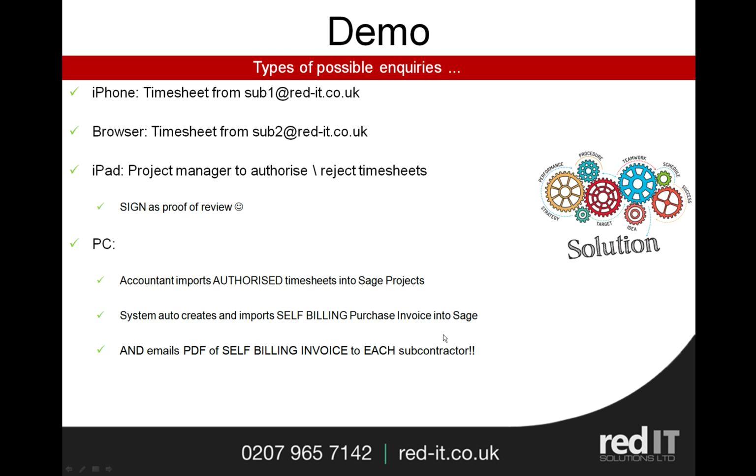So, just to recap, we entered a timesheet on the iPhone, logged in as subcontractor 1. We then entered a subcontractor 2 timesheet using a browser, and finally we went onto the iPad and we authorized those timesheets. The accountant then logged onto his PC, looked at all the authorized timesheets, and automatically imported those both in the project ledger and the purchase ledger in Sage for paying the subcontractors for the work they've completed. And finally, PDFs were emailed to each subcontractor.